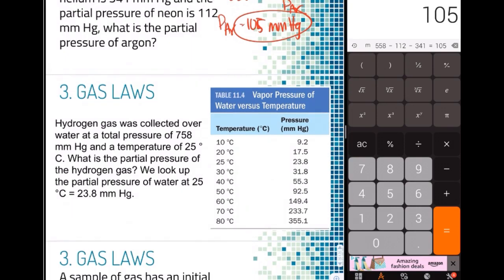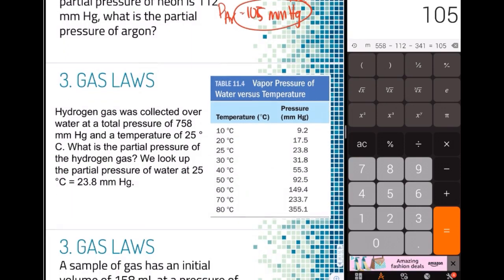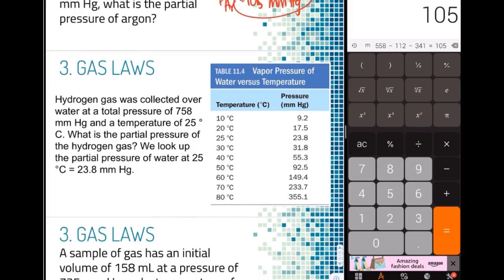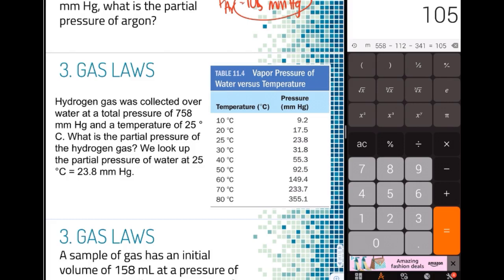We talked about vapor pressure. You will not probably have vapor pressure problems, so if you want to skip this one, you can. Again, it's just the total pressure has to equal the parts, and so what would the partial pressure be if the total pressure is the water vapor and the hydrogen gas?